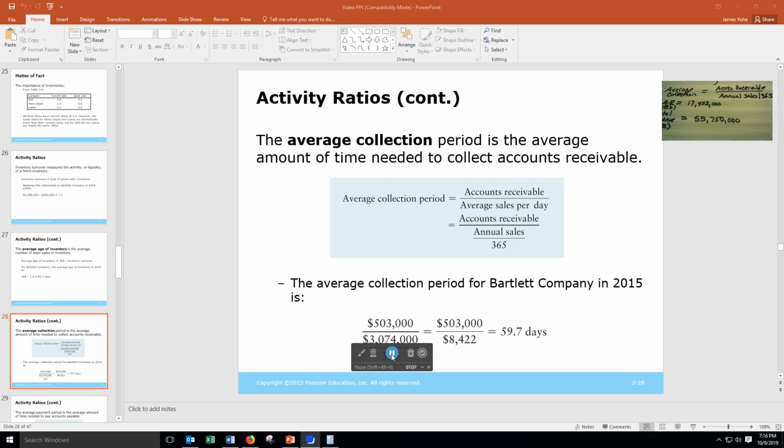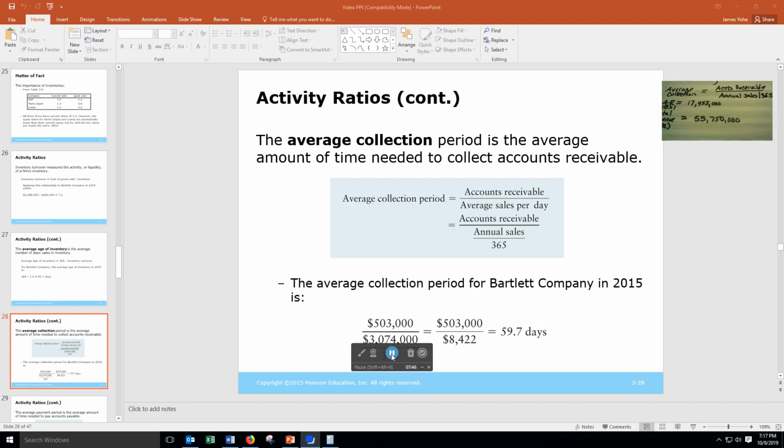One, how good this company is at collecting on their receivables in terms of time from when they make the sale until they collect on that account. It gives us an idea of how good they are at collecting, but more importantly, as this average collection period gets longer, that's also an indication that this company is extending credit to less credit-worthy borrowers or clients in order to increase their sales.